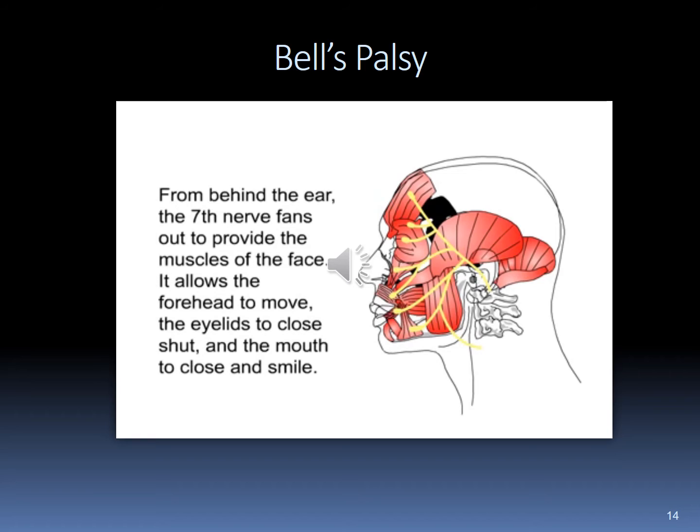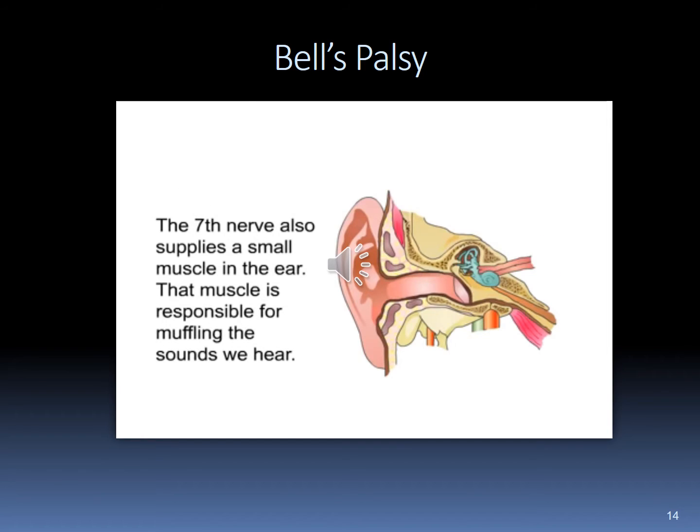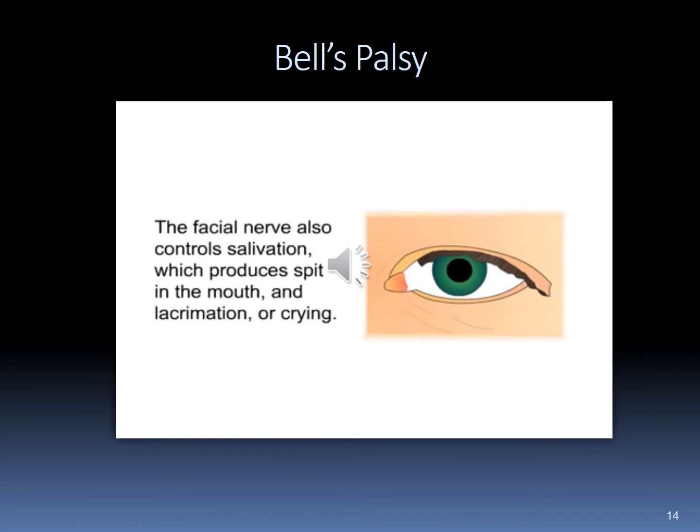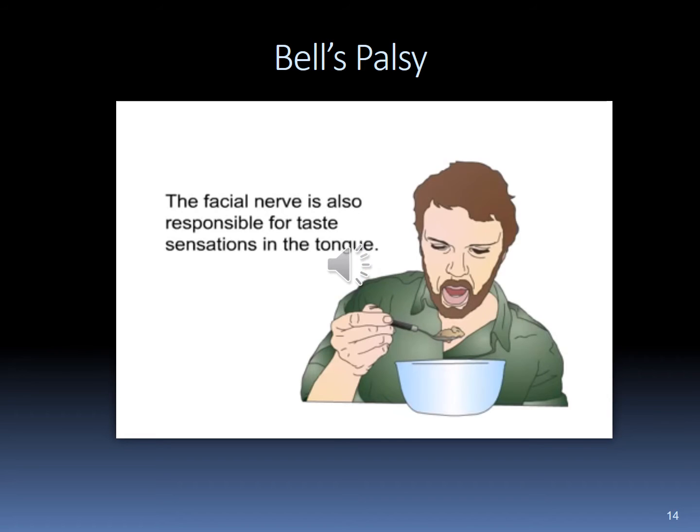It allows the forehead to move, the eyelids to close shut, and the mouth to close and smile. The seventh nerve also supplies a small muscle in the ear. That muscle is responsible for muffling the sounds we hear. The facial nerve also controls salivation, which produces spit in the mouth, and lacrimation, or crying. The facial nerve is also responsible for taste sensations in the tongue.